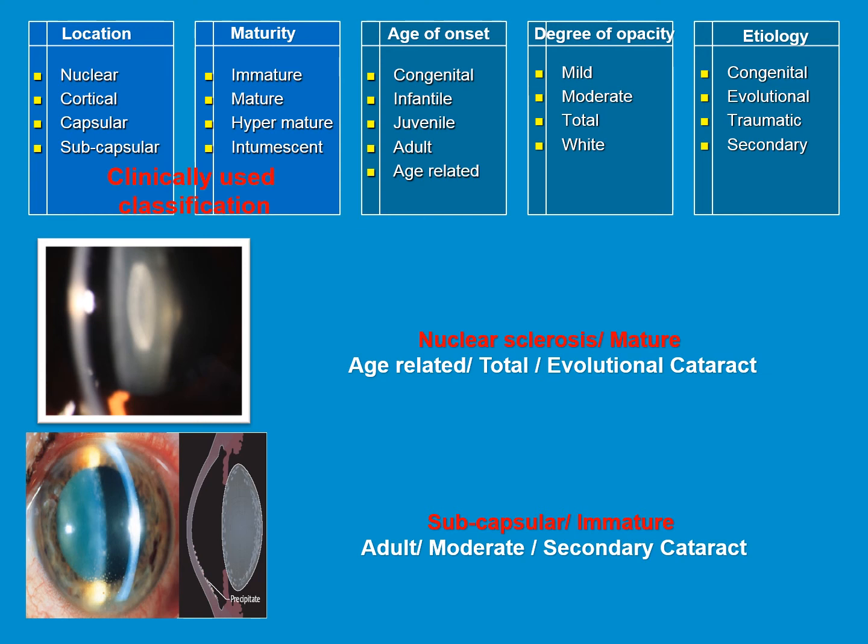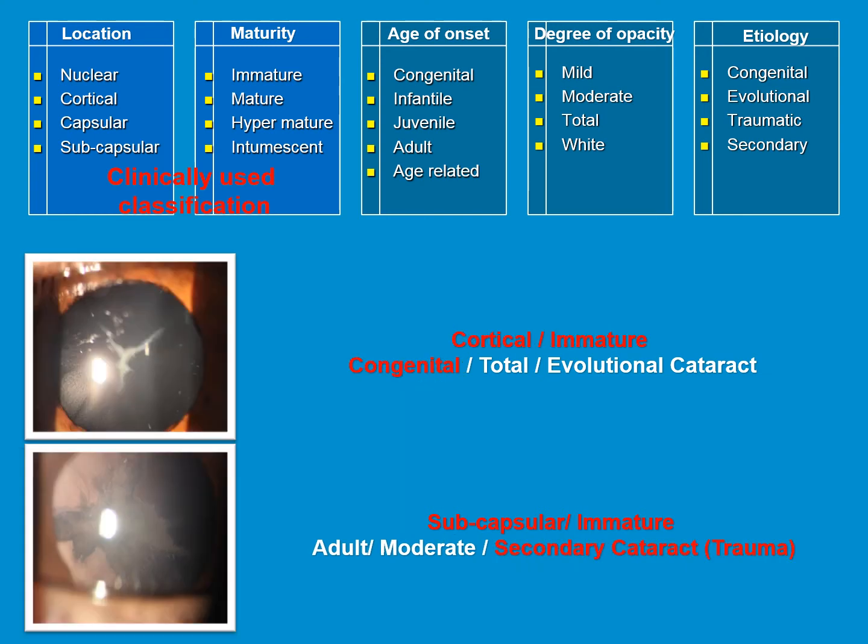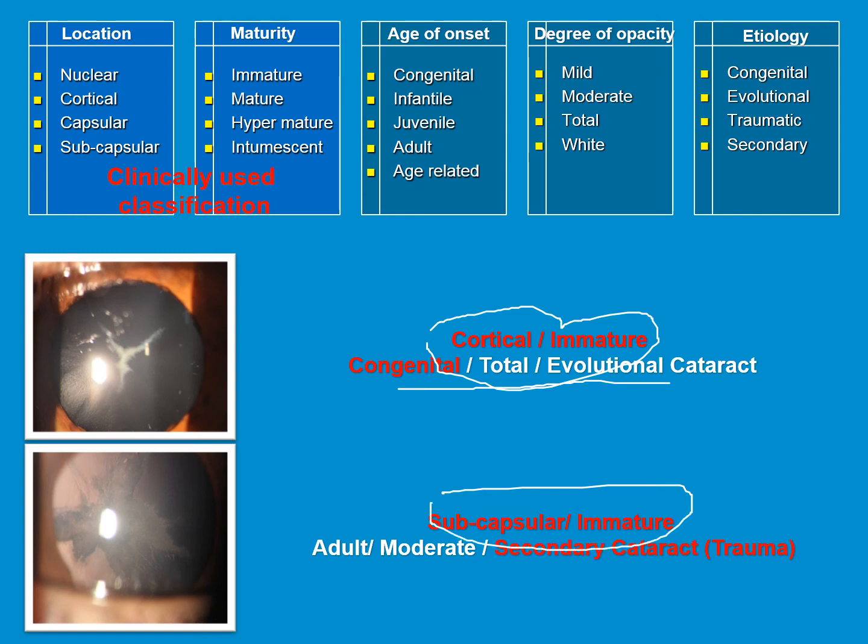This cataract is nuclear sclerosis and mature. This one is subcapsular and immature, so we are using the location and the maturity classification. Now the last two: this cataract is a cortical one, and it's immature, though you can call it a congenital or total or evolutional cataract. Then this cataract is subcapsular and immature, though you may call it a secondary cataract because it is because of the trauma.